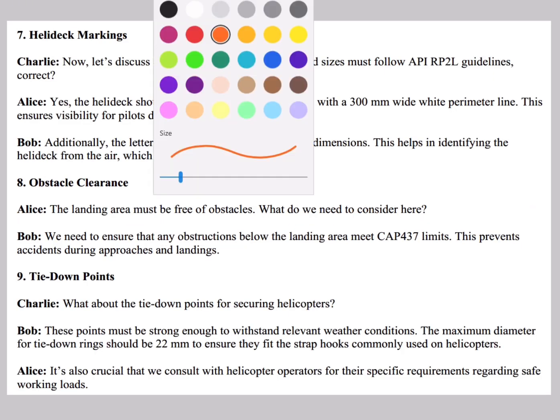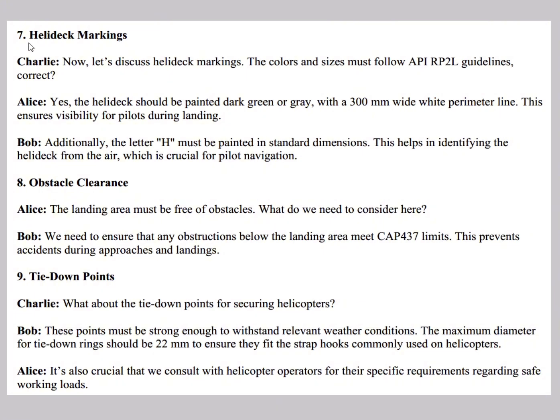We can discuss the helideck markings. Now let's discuss helideck markings. The colors and sizes must follow APRP2L guidelines. So you should remember these APRP2L guidelines, correct? The helideck should be painted dark green or gray. Why should it be like that? It ensures visibility for pilots during landing.